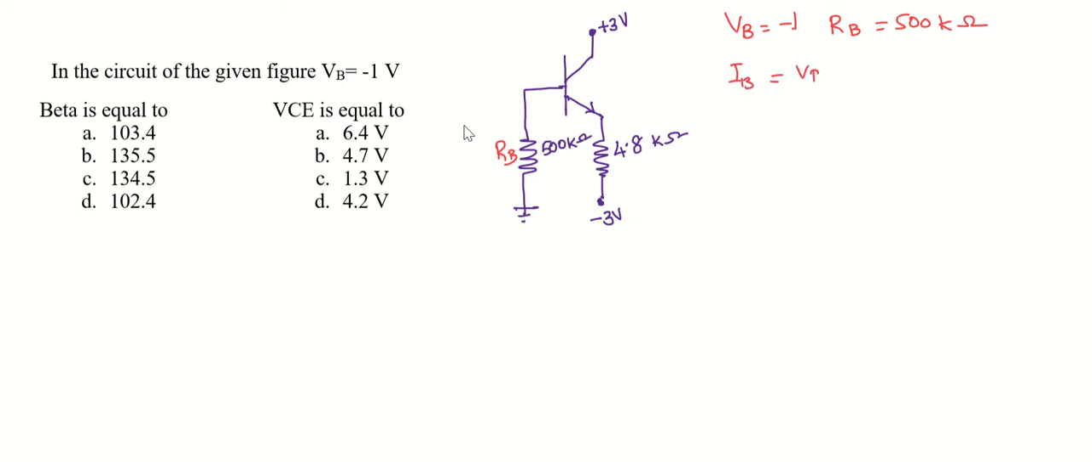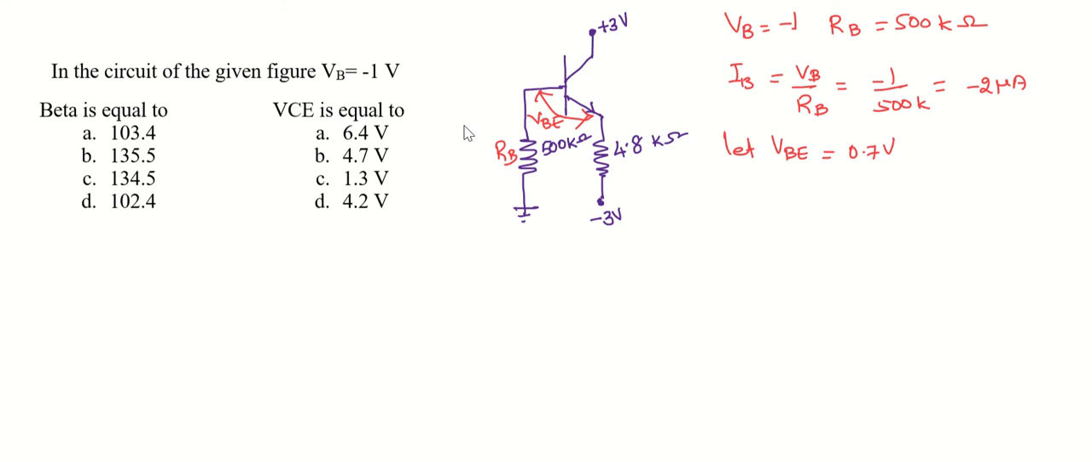IB equal to VB divided by RB, which is equal to minus 1 by 500 K, which is equal to minus 2 microamps. Here, this negative sign indicates the reverse flow of current. Okay. Now let this base emitter voltage be 0.7 volts. Normally, this is the base emitter voltage.